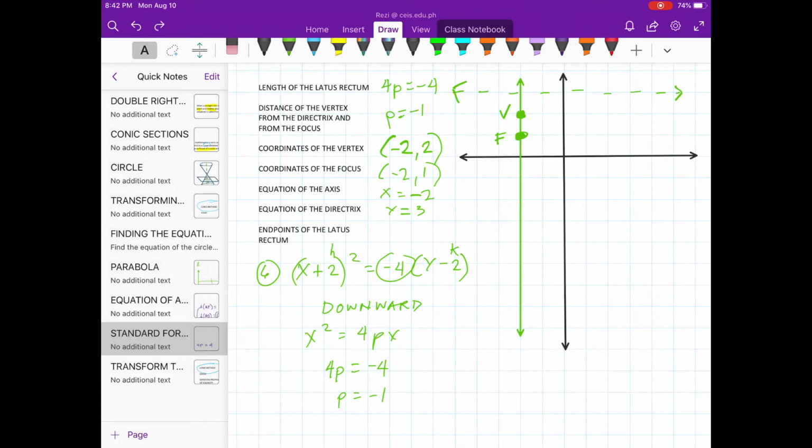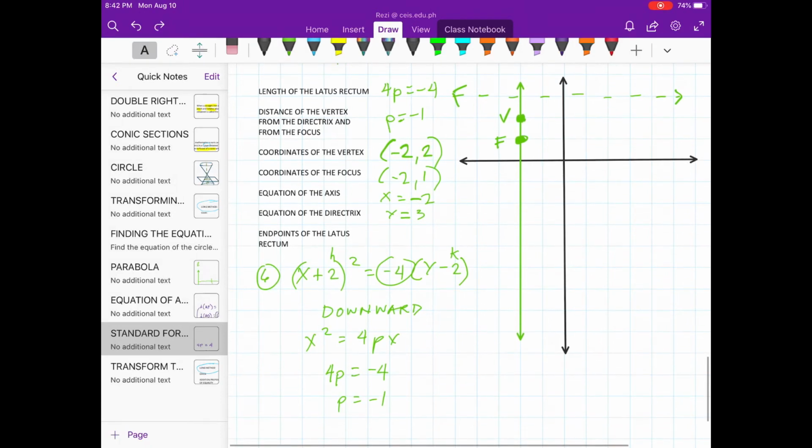From the length of the Latus rectum, negative 4, let's get the absolute value of that. It will become positive 4. So we need 2 units to the left of the focus and 2 units to the right of the focus. So our endpoints for the Latus rectum are negative 4, positive 1, and 0, 1. So if this is the Latus rectum, we can draw the parabola now.